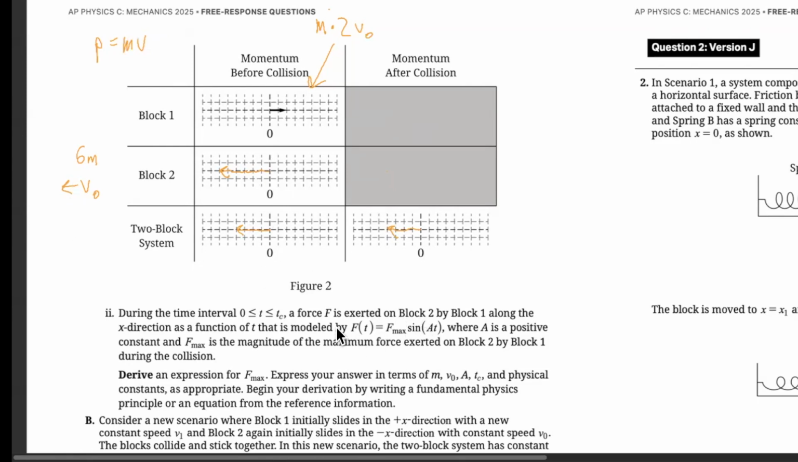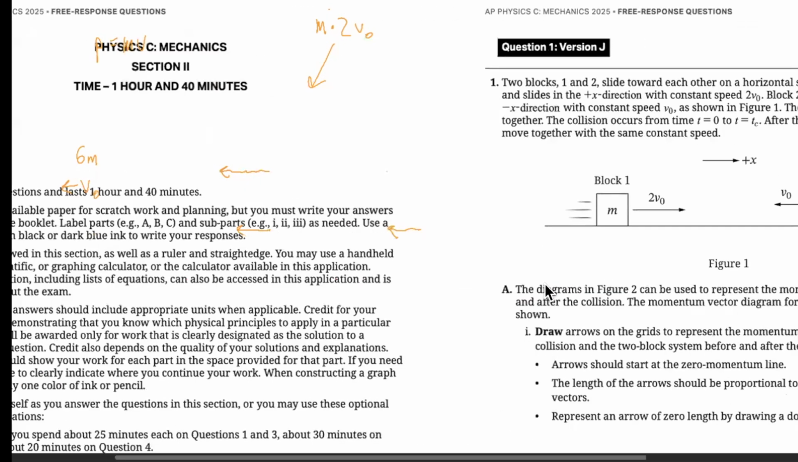During the time interval before the collision, you have a force that is exerted like this. This doesn't seem fun. Actually, maybe this does have some calculus to it. Okay, force is exerted on block 2 by block 1, modeled by that, and F max is the magnitude of the maximum force during the collision. Derive an expression for X max. Okay, so this is definitely an impulse question, but let me actually go back to the first page. I need to read some more stuff again.